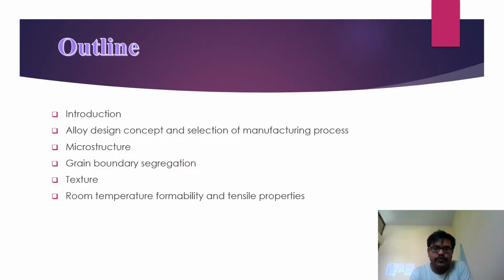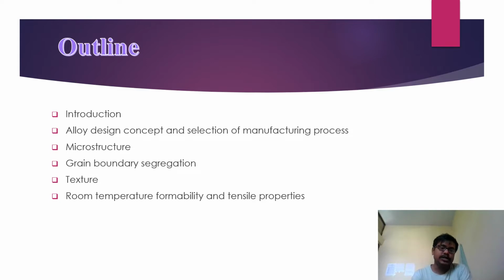So in this discussion, first of all, we will discuss the introduction part, in which we will discuss magnesium alloy and its uses and the research problems. And then we will come to the alloy design concept: what was the concept behind the alloying element selection. And then also the manufacturing process that we are selecting for the alloy, because a variety of different manufacturing process routes are available and we have to decide which manufacturing route is good for our alloy design concept. So that we'll be discussing.